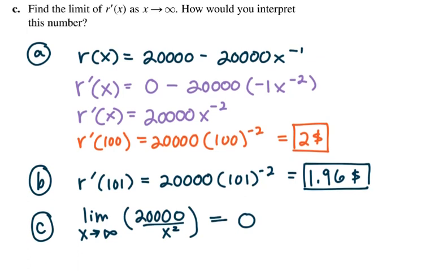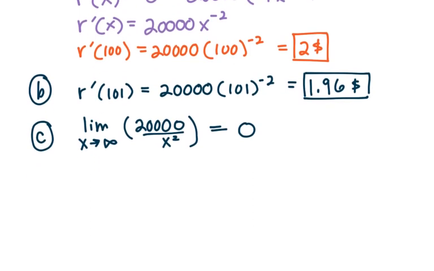And if we think about the additional revenue that is made, right? If we look at this difference, we subtract R prime of 101 from R prime of 100, what is that difference? And it's about 4 cents. So going from 100 units to 101 units, we only make about 4 additional cents in revenue.